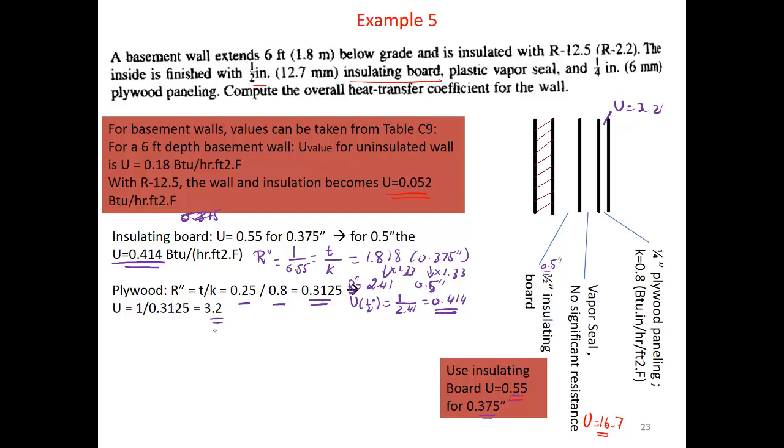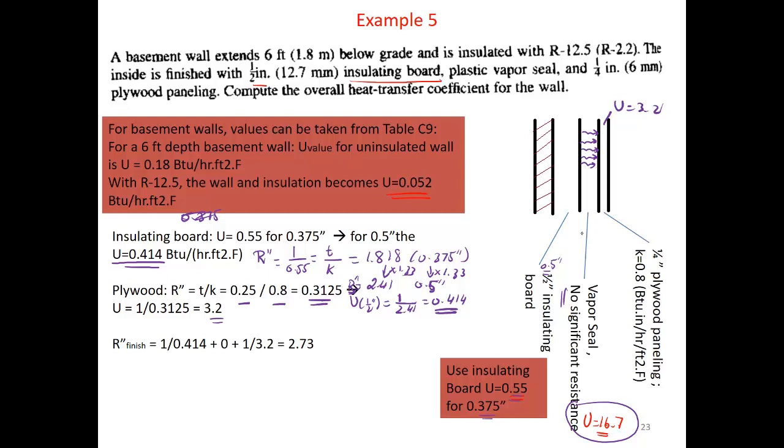So you see here you have 3.2 and 0.4 for these two, whereas this one is 16.7. That's why we said it's not significant. It's mainly to prevent moisture content transformation or transfer through it, but for heat it's not very effective. The U is very high or the resistance is very low.